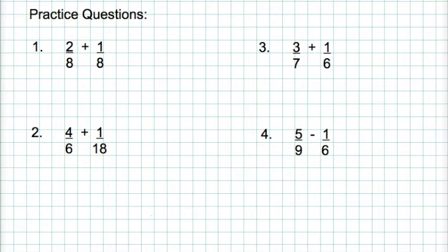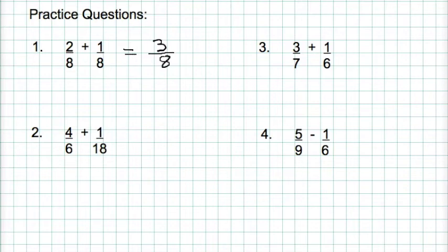The denominators are the same. Remember, we don't add the denominators together. We only add the numerators. So this one becomes tops added together is 3. Don't add the denominators. Our answer is 3 over 8.